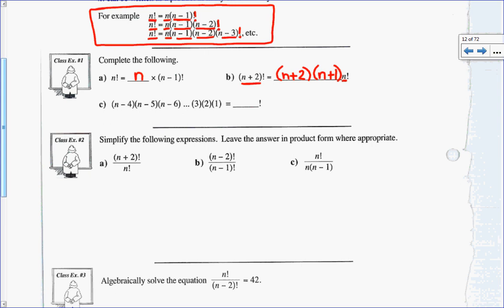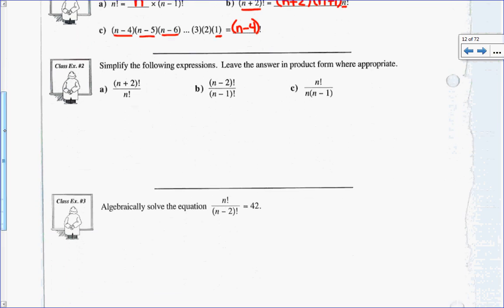Okay, in this one, we've got n minus 4 times n minus 5 times n minus 6, dot, dot, dot, and it ends at 1. So this is really how you would write n minus 4 factorial, right? Because you've got n minus 4, then n minus 1 more, then n minus 2 more, then it keeps going until we reach 1. Okay, that's n minus 4 factorial.